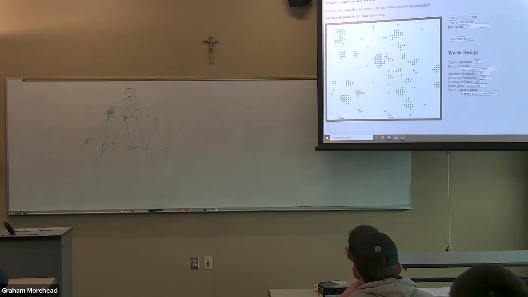Every population, here's the born. Parent location. Mutation probability is 5%.